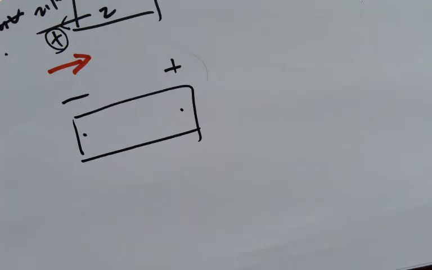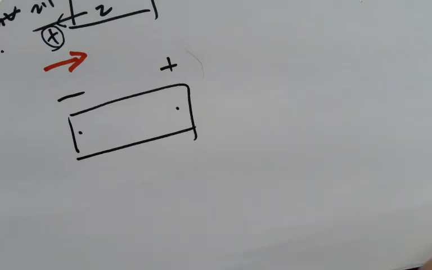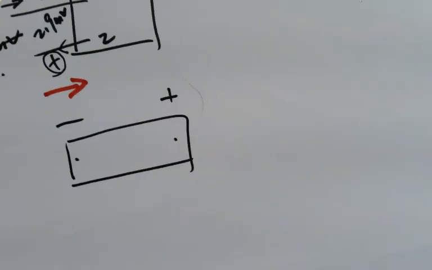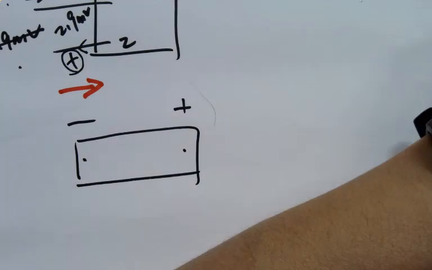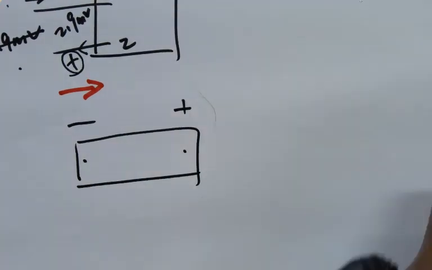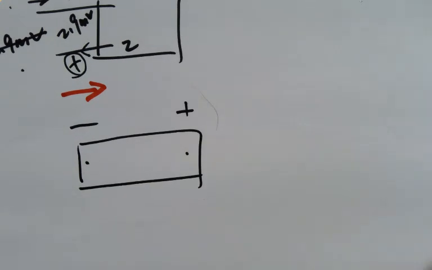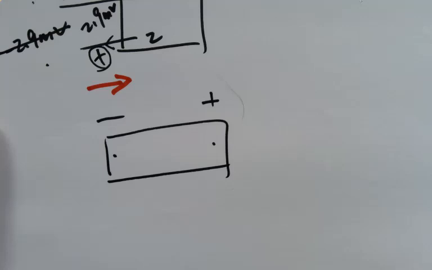Here's another problem. I don't have a problem number on the printed view, but if you look at this equation, you should be able to know which problem that is.